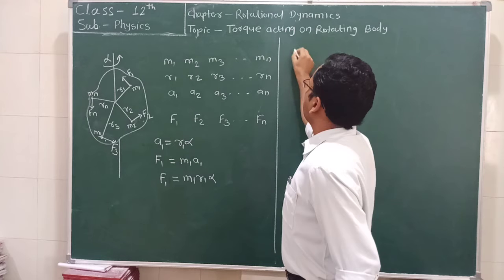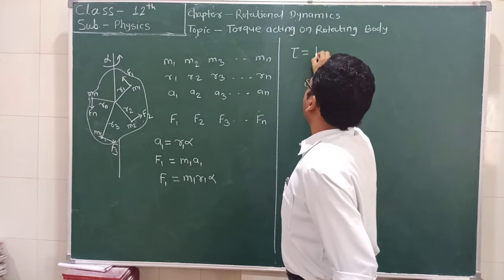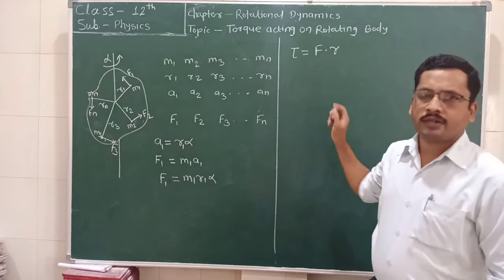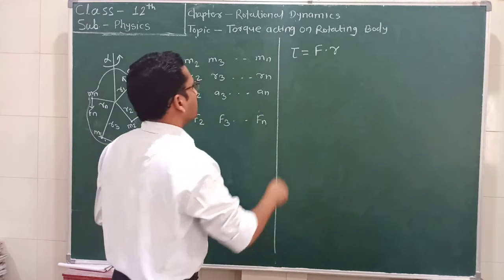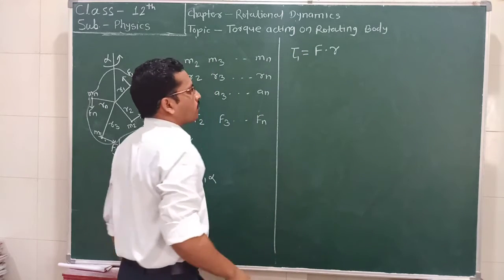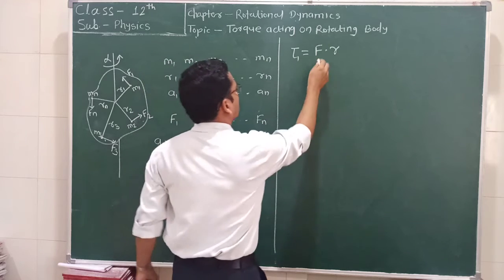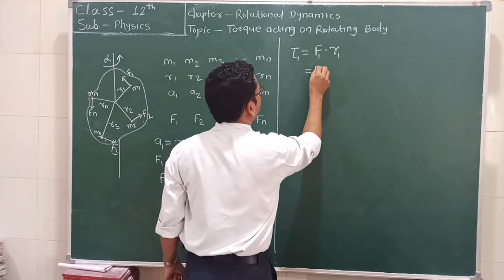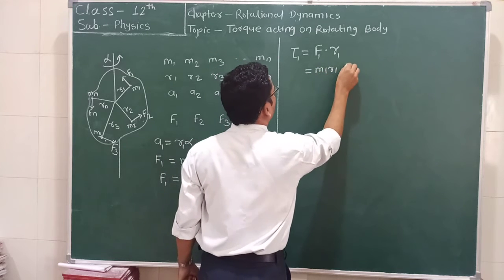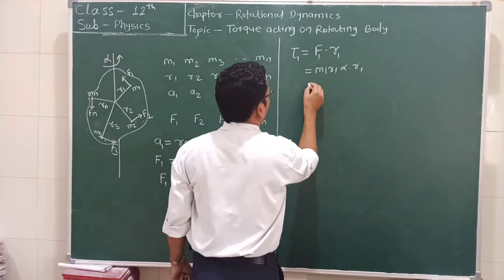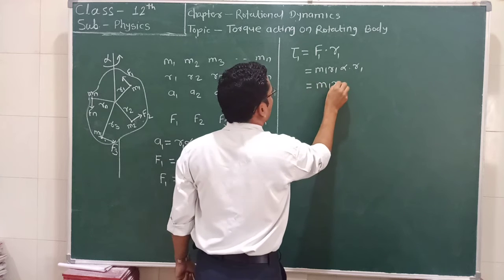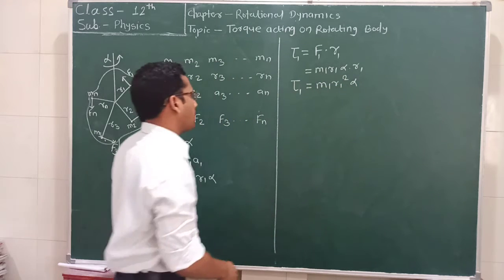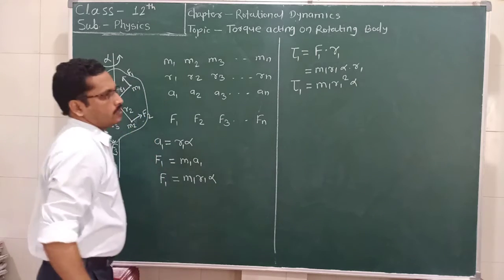We know that the torque is equal to force multiplied by perpendicular distance. Now, for the first particle, the torque acting on the particle is tau1, equal to F1 and r1. Therefore, tau1 is equal to F1, which is m1 r1 alpha, multiplied by r1. We can write m1 r1 square alpha. This is the torque acting on the first particle.